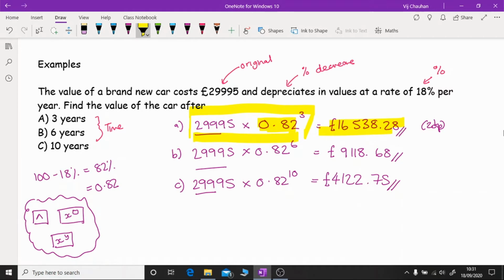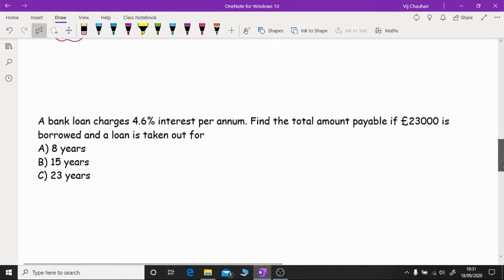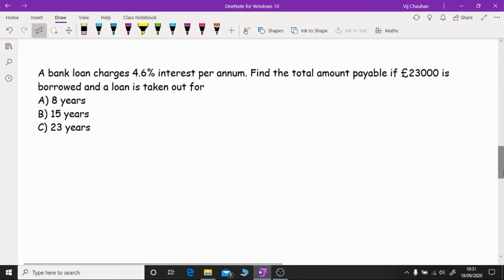So if we look at our next question, this one's dealing with a bank loan. So a bank loan charges 4.6 interest per annum. Now again, in terms of the wording for these, per annum basically means per year. And with interest, this means a percentage increase. Because obviously that's one of the main reasons why people put money in the bank, not to keep it safe, but also try and earn some extra pennies or pounds from whatever they've deposited.